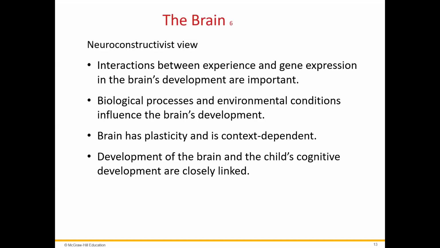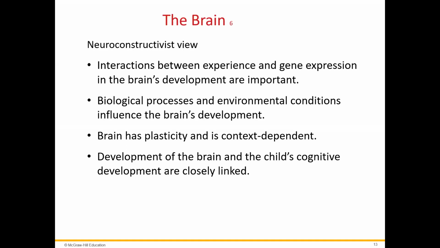Okay, the brain has plasticity and is context dependent. Context dependent just means the environment's going to influence the brain's development. If you grew up in a poor orphanage, or let's say, living in poverty, these types of environments, these contexts, are going to have a negative influence on the brain's development. If you grow up in better circumstances with lots of environmental inputs, like I was talking about earlier, it will have a positive impact. So the environment influences the brain's development.